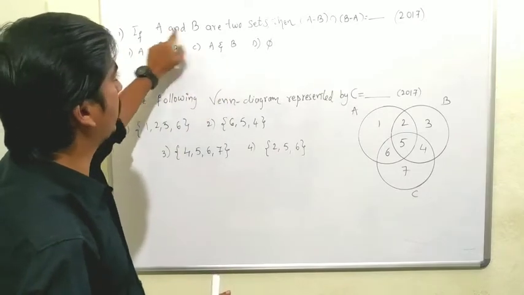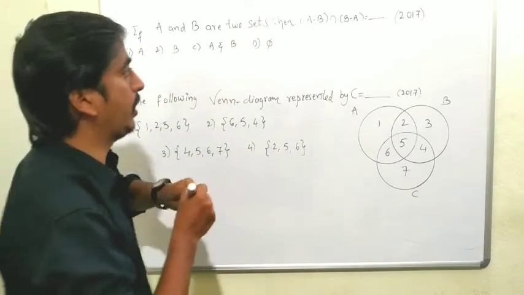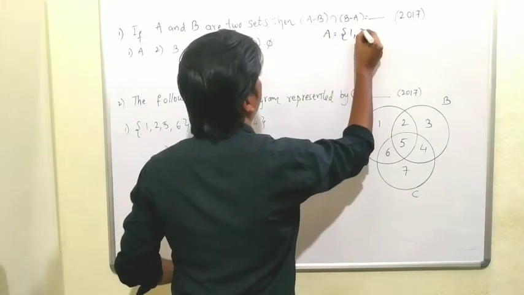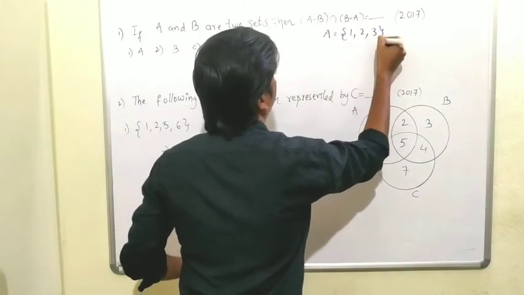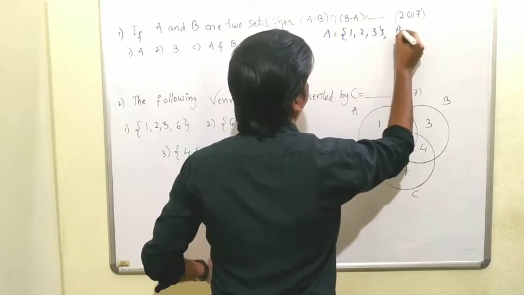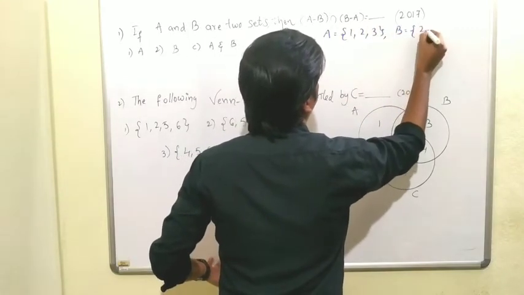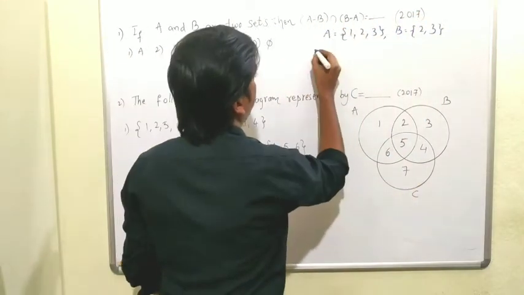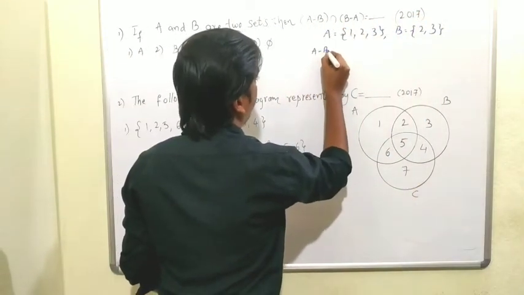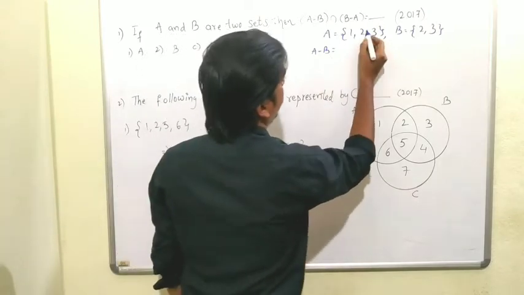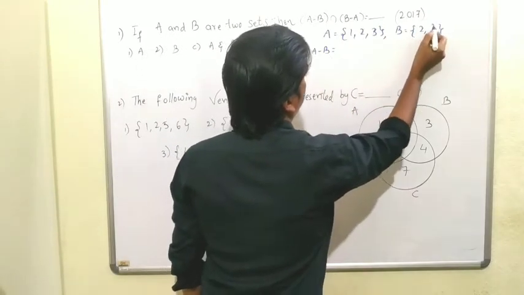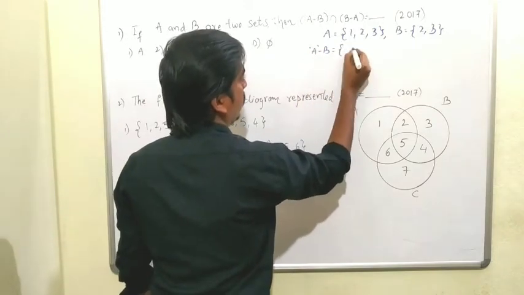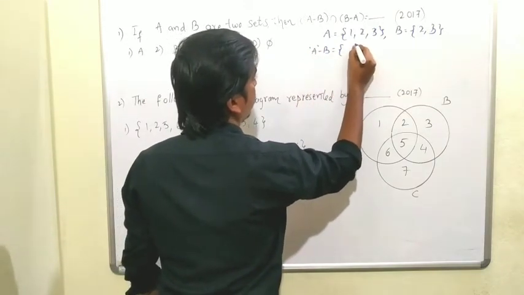Let's solve this by taking an example. Let us take set A as 1, 2, 3 and set B as 2, 3. First let's find A minus B. A minus B means removing the common elements, so write the elements left in set A. Only 1 is left.